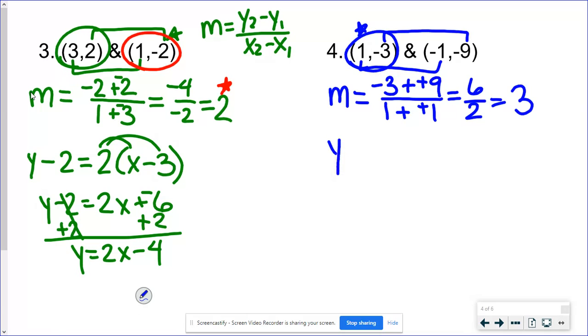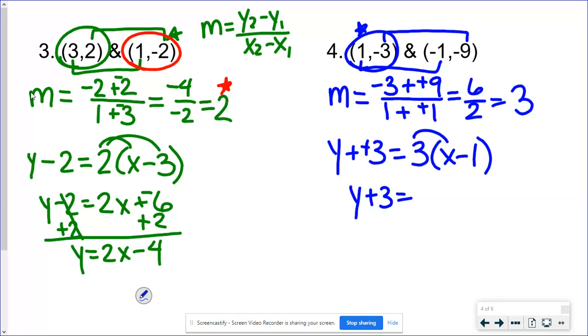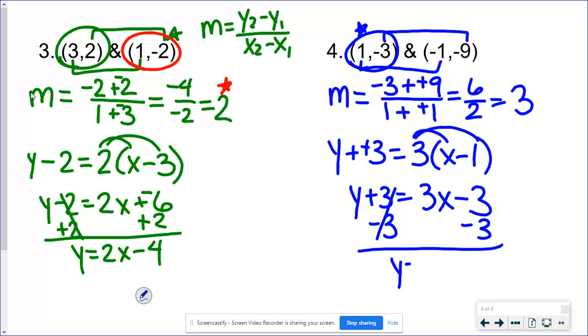And let's pick this first ordered pair. So I'll have y minus my y number equals m times x minus my x number. I have y plus 3 equals, and we'll distribute now, 3x minus 3. And then we get rid of this 3 that's with the y. So y equals 3x. Be careful here to not think that that's going to be 0, because it's not. That's going to be a -6.